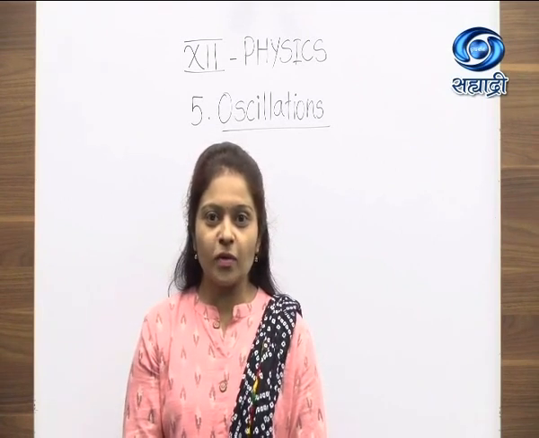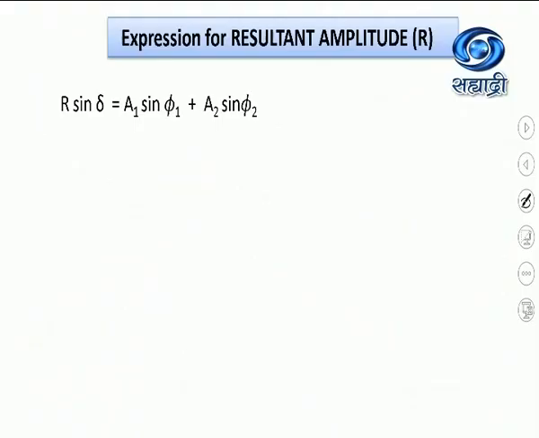So let us focus on the presentation. In the earlier session, we discussed the composition of two linear SHMs of the same periodic time and the same path, which are obviously taking place along the same path. So let us derive the expression for the resultant amplitude in this case. Let us call that resultant amplitude capital R.